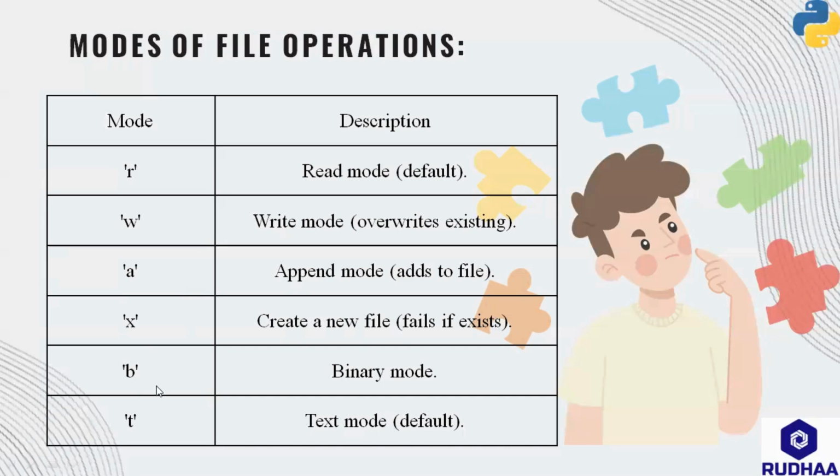Next is the B mode, which is the binary mode. With this binary mode, we can use the file in both the text as well as the CSV mode. And T is the text mode, which is the default mode. So T mode and R mode are the default modes. These are some of the modes of file operations.